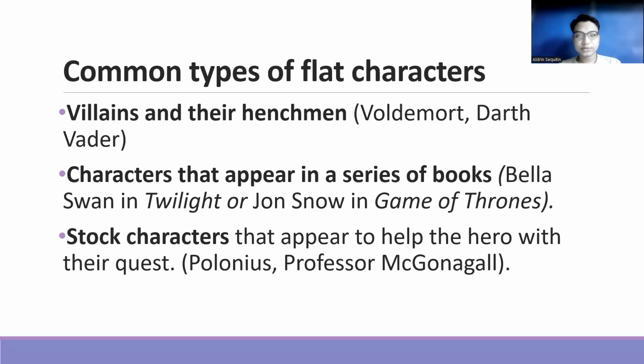And then we also have characters that appear in a series of books. When they appear in those installments of the series, their characteristics remain the same. So we have Bella Swan in Twilight and Jon Snow in Game of Thrones. They are considered flat characters since their characteristics remain the same from the start up to the end of the story.